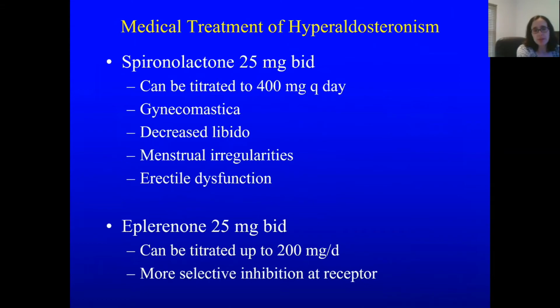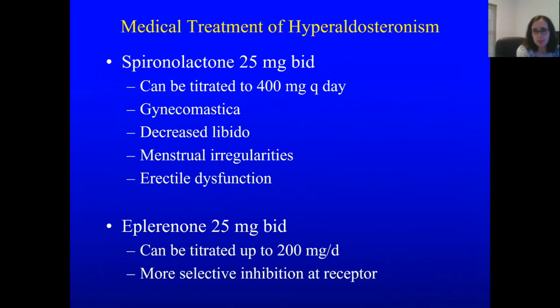Medical treatment. So spironolactone usually start at 25 milligrams twice a day. It can be titrated up to huge amounts, up to 400 milligrams per day for hyperaldo. The right amount of spiro is the amount it takes to control their blood pressure. In men, one of the side effects is gynecomastia, unfortunately, which often limits our use. Decreased libido. Women can have menstrual irregularities and men can have erectile dysfunction.